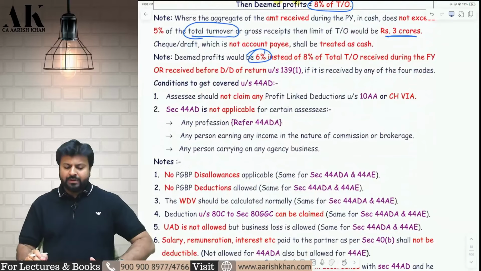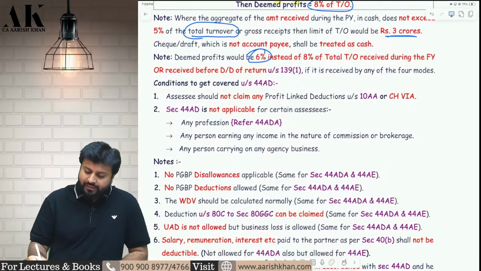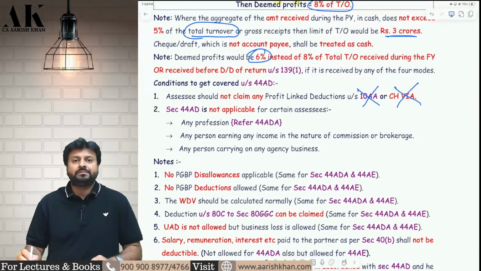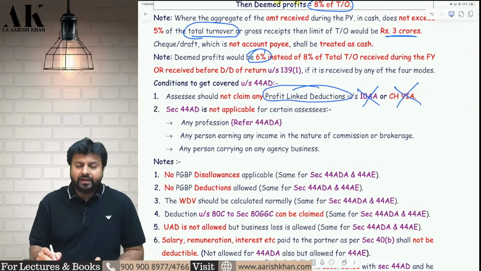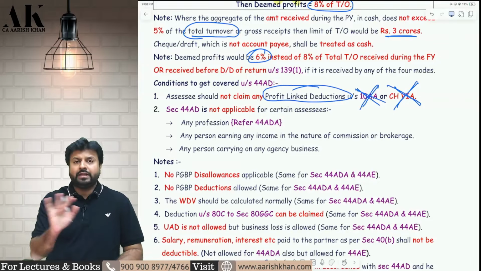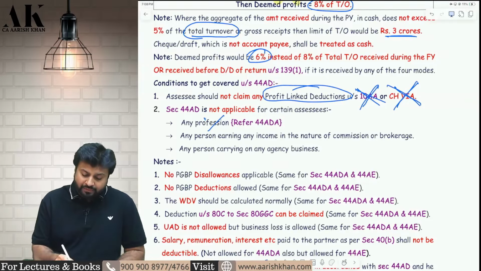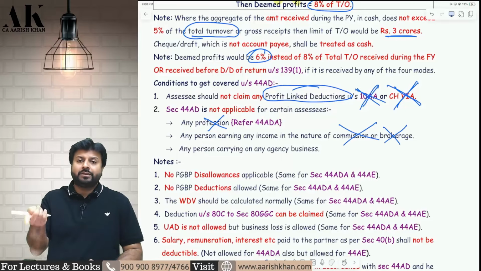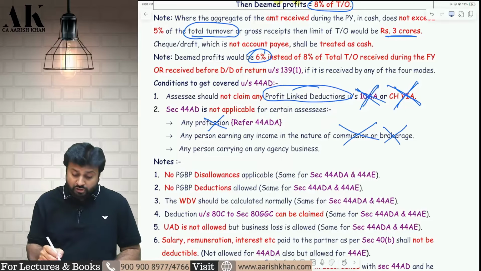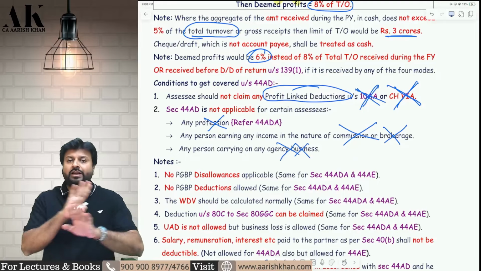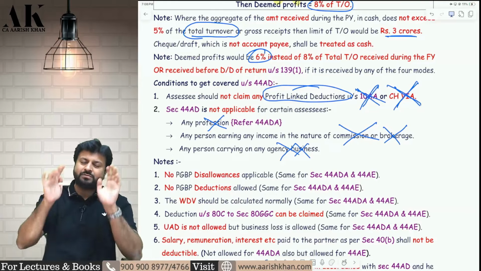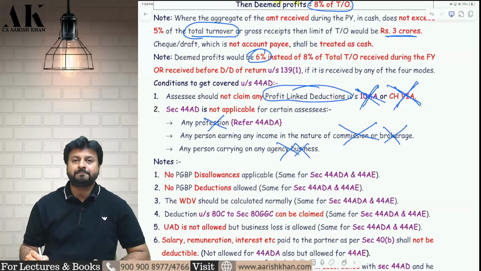Now this section is not applicable to certain people. Who? If you are following 10AA, then this section is not applicable. If you are following profit linked deduction, then this section is not applicable. Any assessee claiming profit linked deduction under 10AA or Chapter 6A, not applicable. Further, if you are following any profession, for profession this section is not applicable. This section is not applicable to assessee engaged in commission business or brokerage business, or agency business. Not applicable because for these businesses the margin is very high. It is not 8 or 6%. It is much higher than 8 and 6%. I hope it is clear.